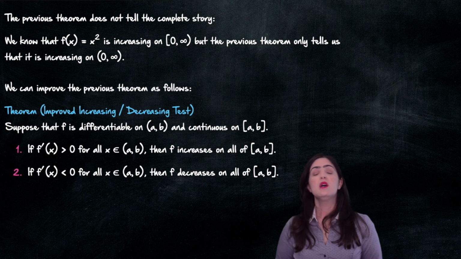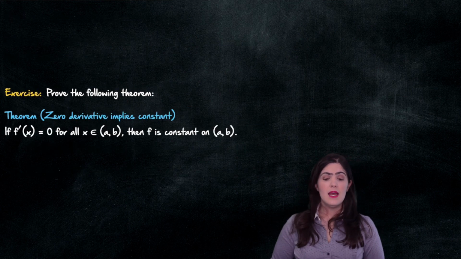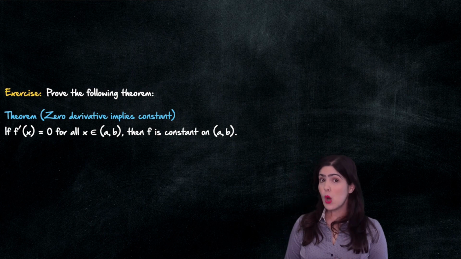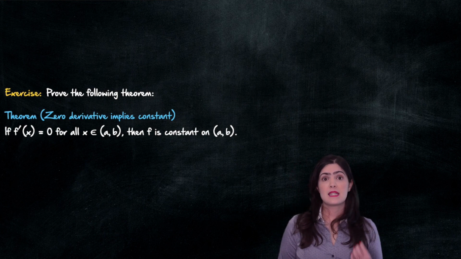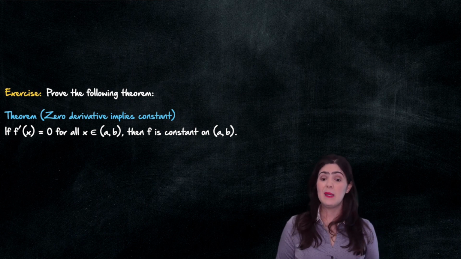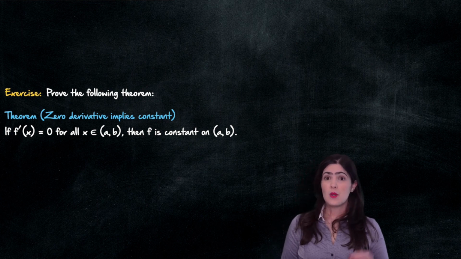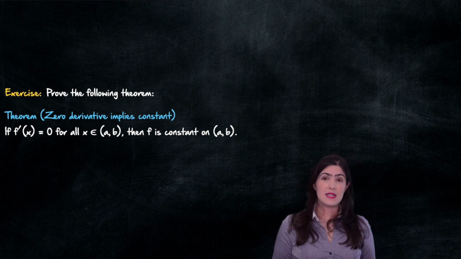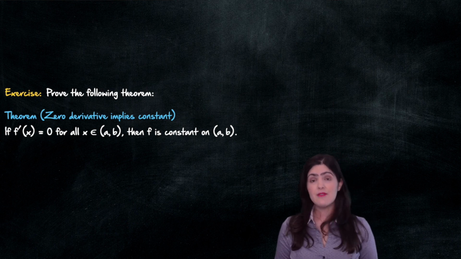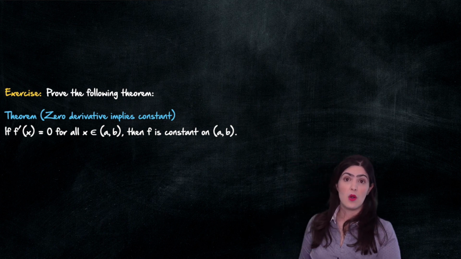I'm not going to prove it, but if you're curious, you can try to give it a go yourself. And then as an exercise, I'm going to give you this one: if I know that a function is such that f'(x) is equal to 0 for all x in the open interval (a, b), then f must be a constant function. This theorem completes the proof of the fact that a function is constant if and only if the derivative is 0 at all points.